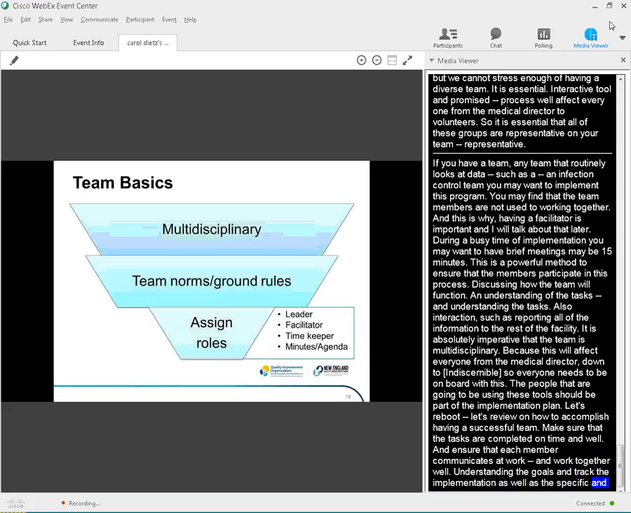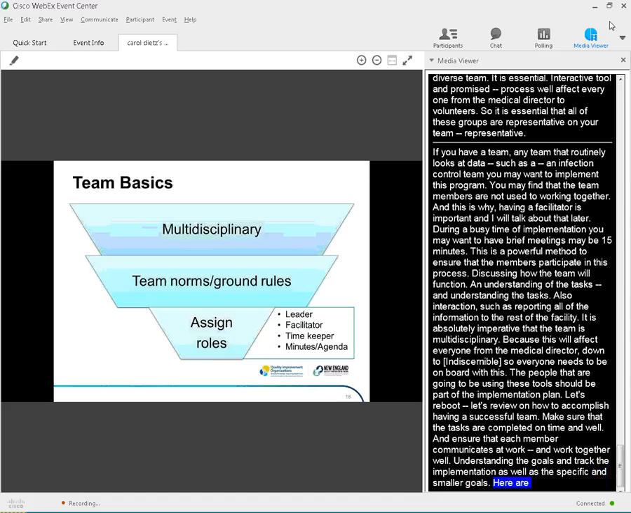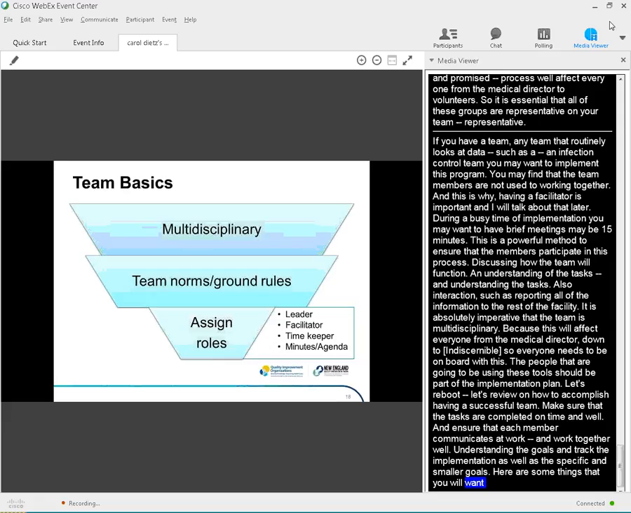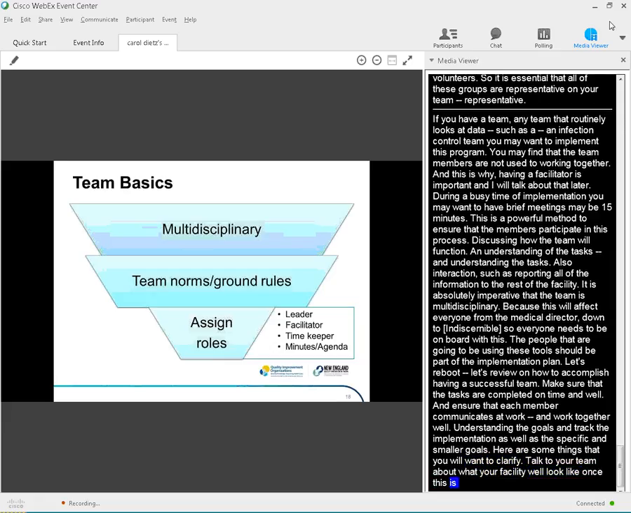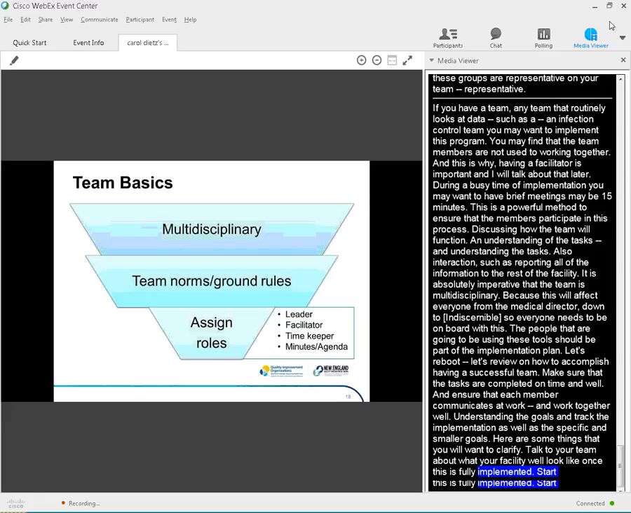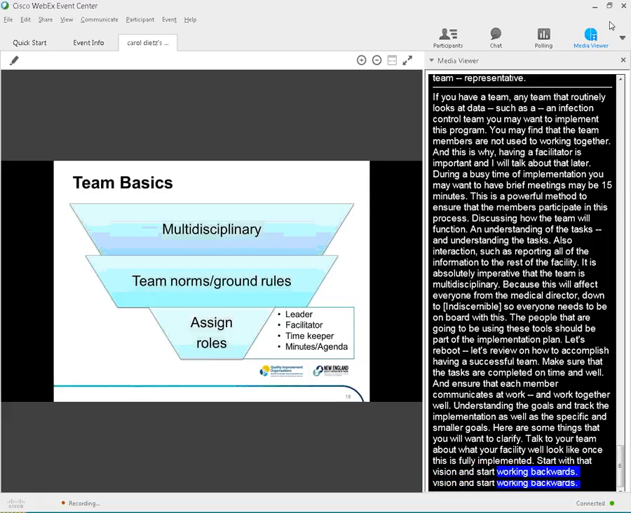Specifically, in launching your team, here are some things that you're going to want to clarify. You're going to start with the end in mind. Talk to your team about what your facility will look like when Interact is fully implemented, when everyone's using all these tools. Start with that vision and work backward from there to do a step-by-step analysis of all the tasks that need to be done to produce that ideal outcome.